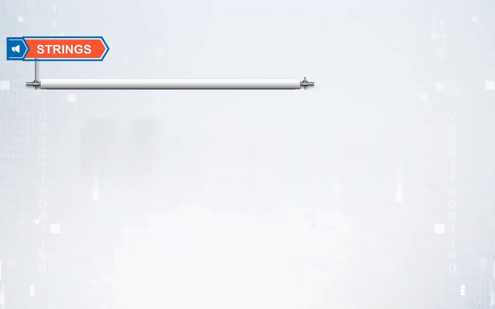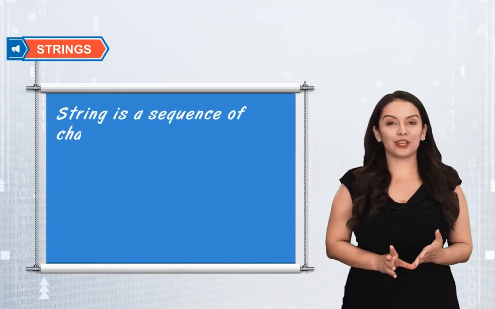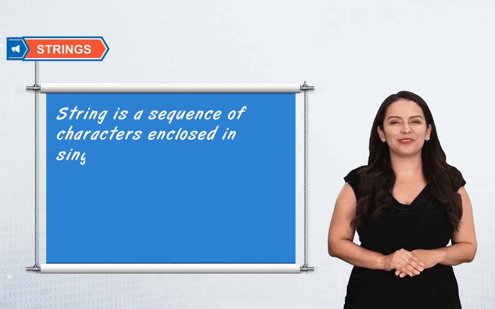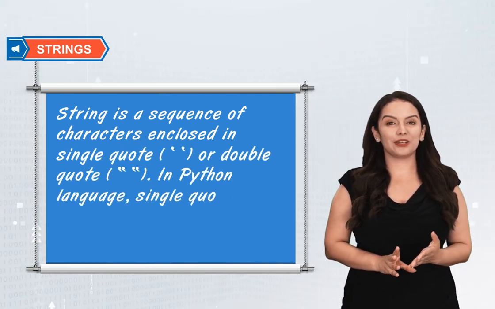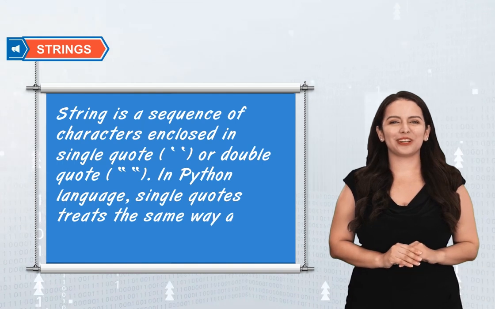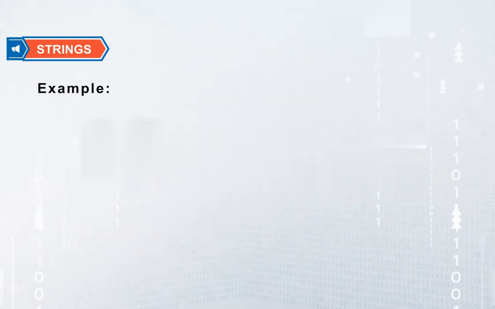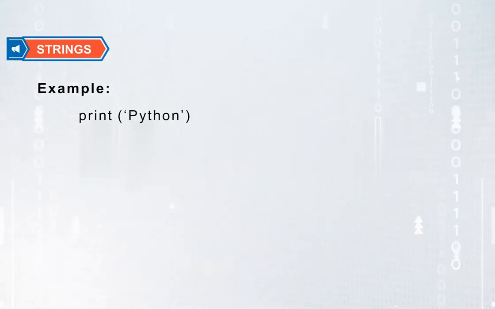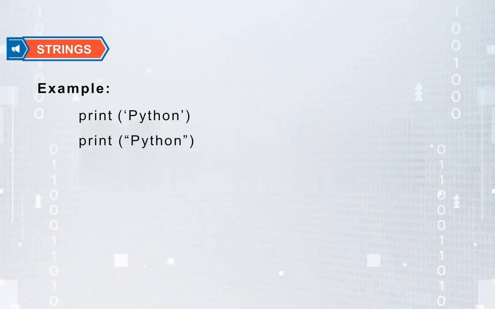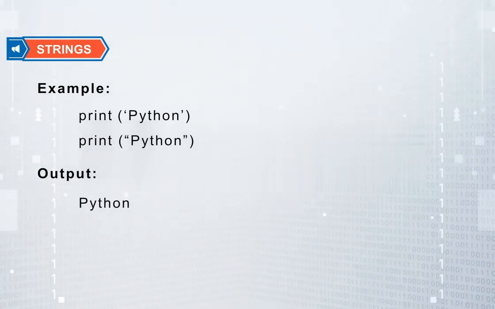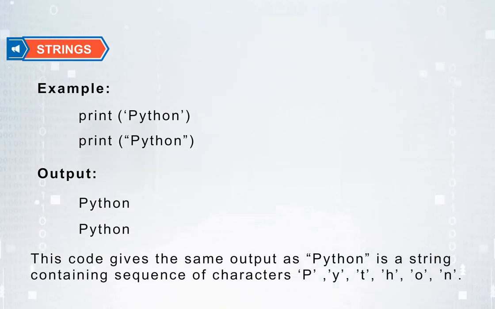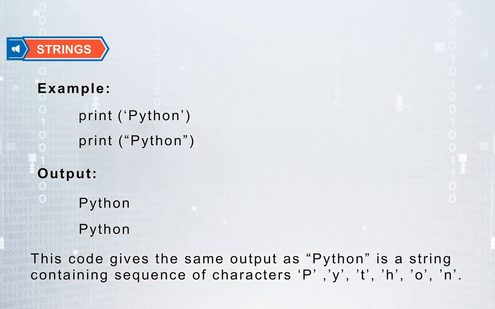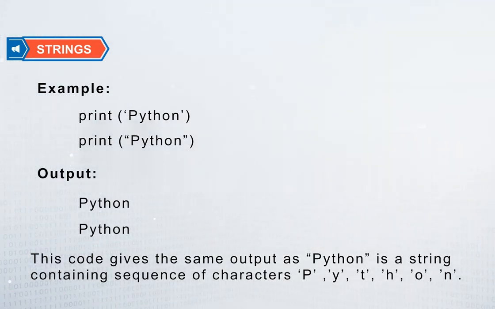Strings. A string is a sequence of characters enclosed in a single quote or double quote. In Python, single quotes are treated the same way as double quotes. Example: print('Python'), print("Python"). Output: Python, Python. This code gives the same output as 'Python' is a string containing a sequence of characters.